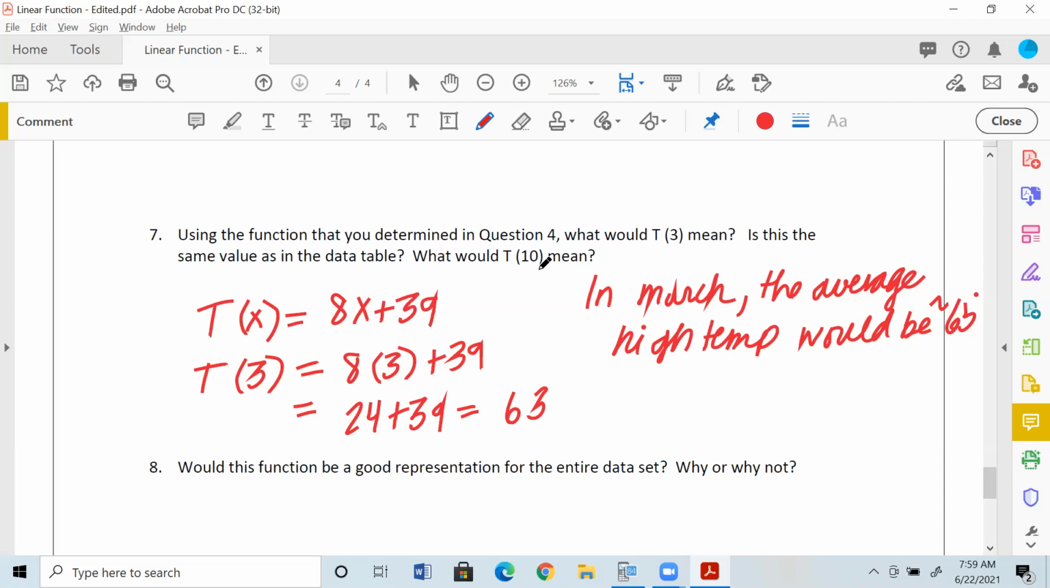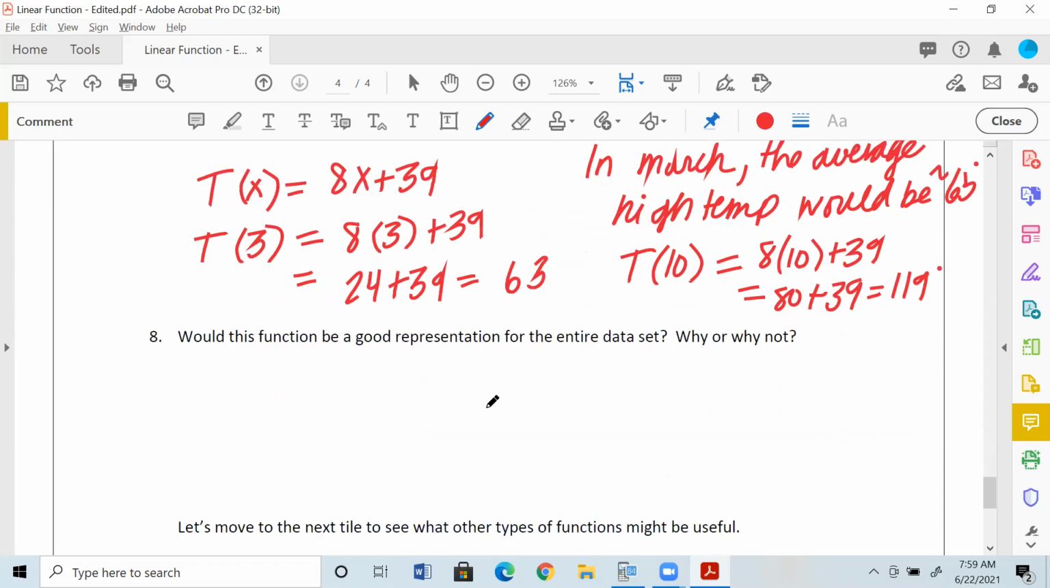If they asked us to find t of 10, we'd repeat the same steps, only plugging in 10 for our x. What would this mean? Well, this would mean, based on the equation, that in October, we would expect the temperature to be 119.